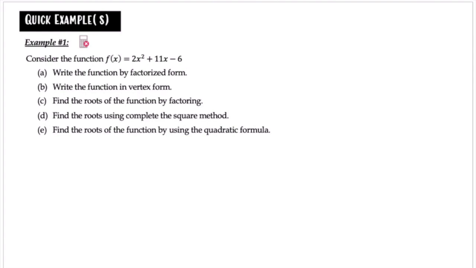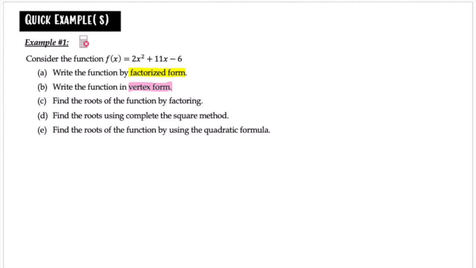Let's take a look at today's quick example. We have considered the function f of x is equal to 2x squared plus 11x minus 6. We want to, A, write the function in factored form. Part B wants us to write the function in vertex form.